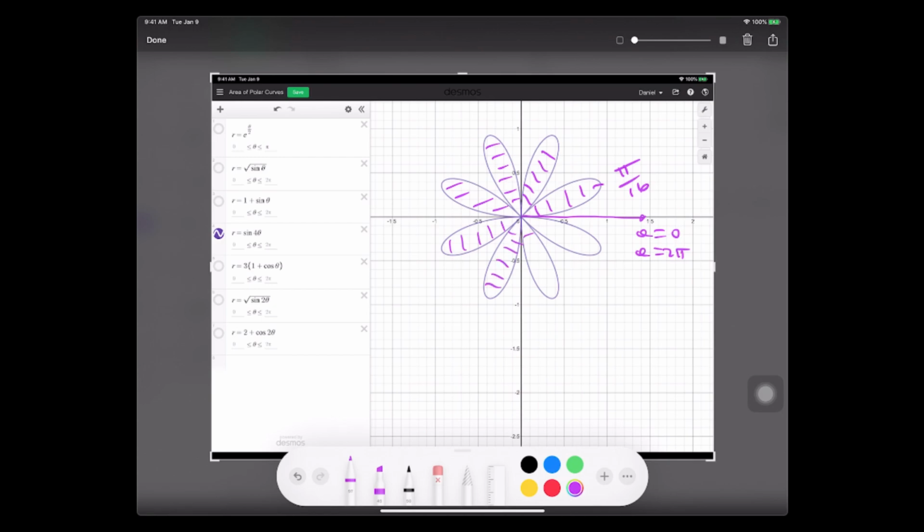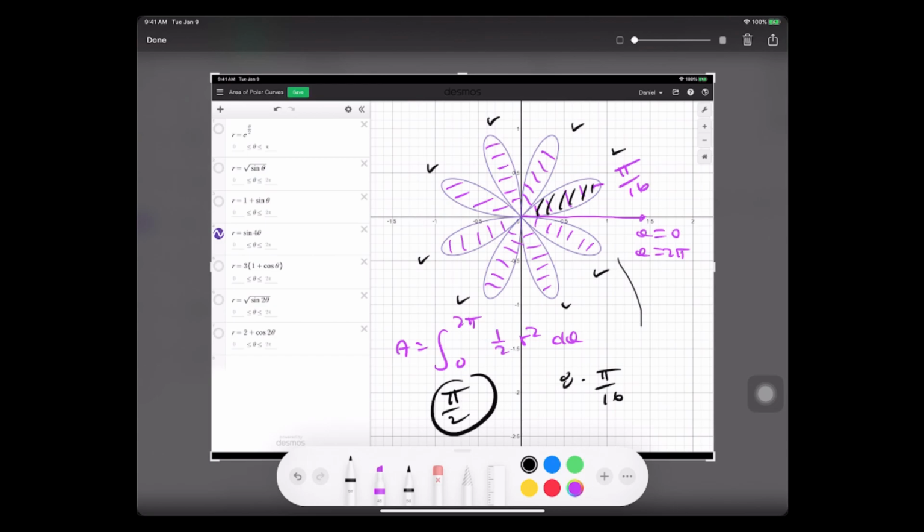Now, I'm not going to say go back and do the integral again from 0 to 2 pi. You can say, all right, the integral of 1/2 r squared d theta, and you can do this all over again. But what I remarked earlier was if this is one leaf you found, you can just multiply that by 1, 2, 3, 4, 5, 6, 7, and 8. So I can take 8 times pi over 16, and that area is simply pi over 2.